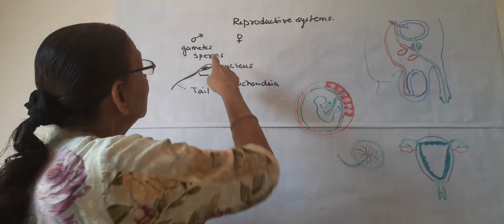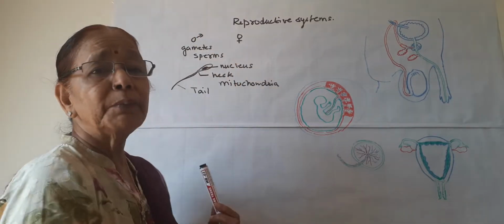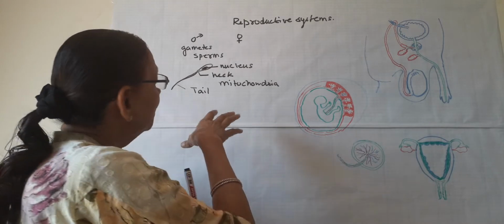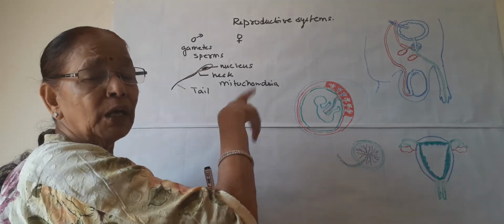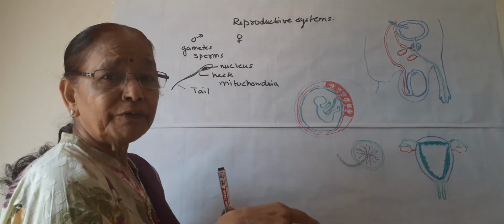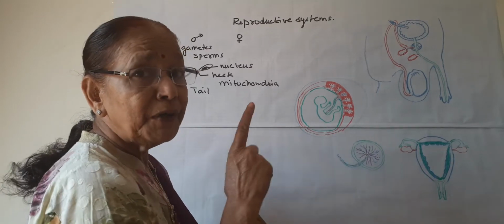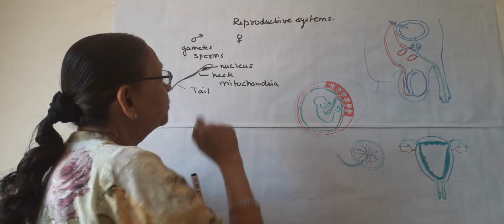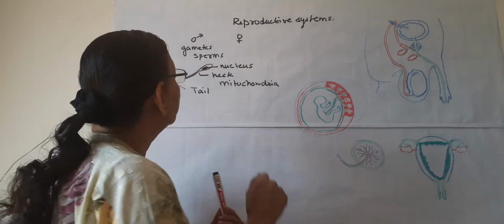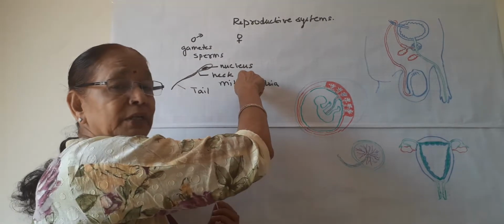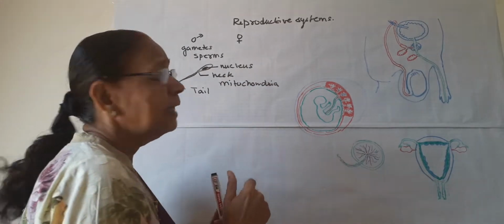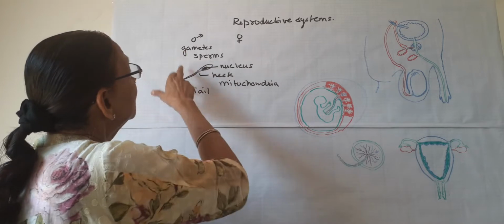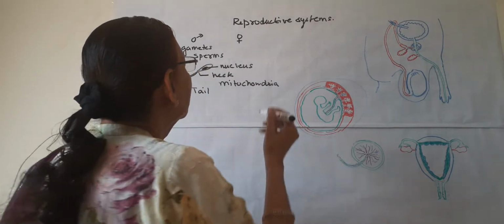As you know, the male gametes in human beings are motile. They have to swim or travel up to the site of fertilization in the female reproductive system. So the neck having mitochondria supplies energy. This is the nucleus for genetic information, and here is the tail. So this is in brief the structure of sperms, the human male gamete.